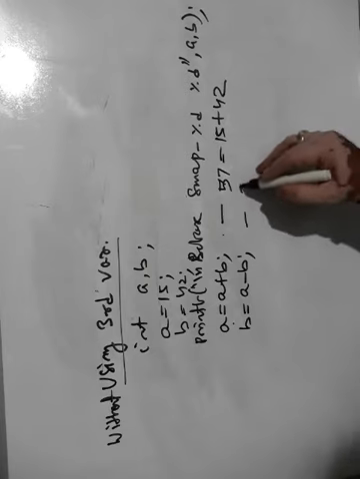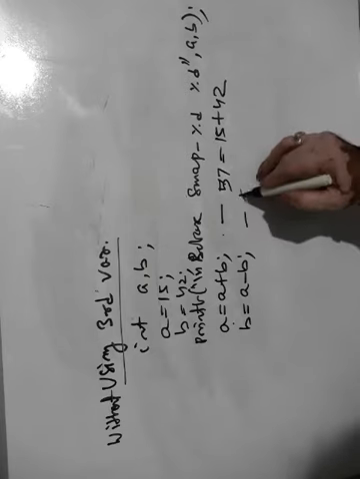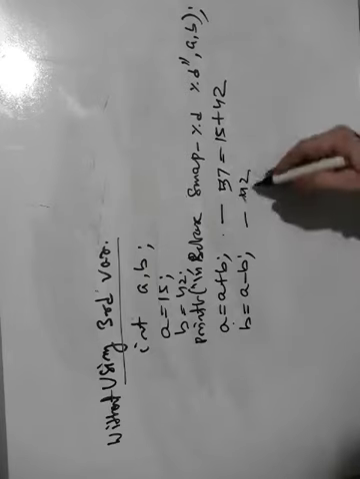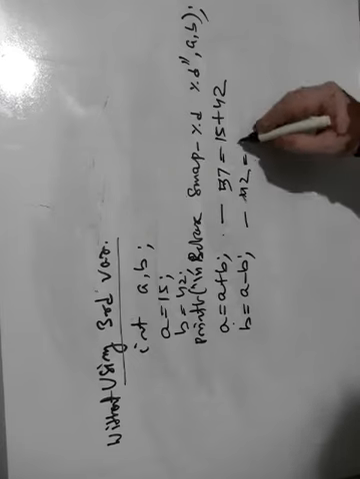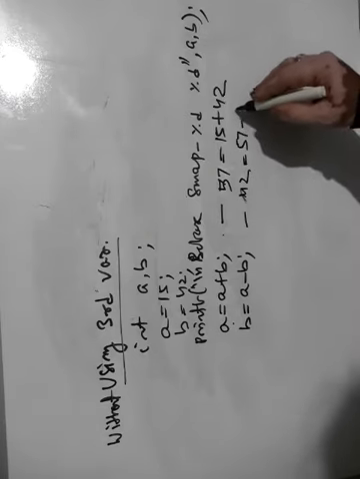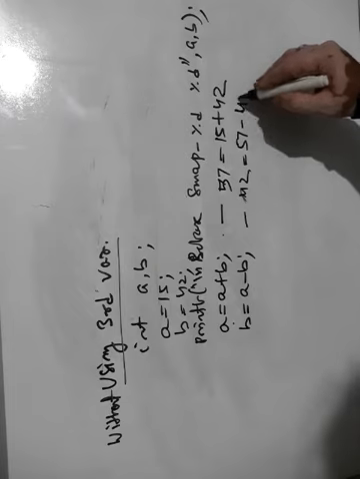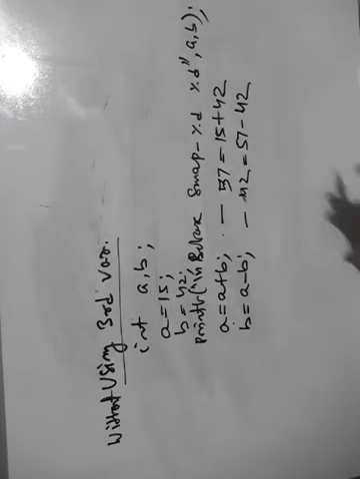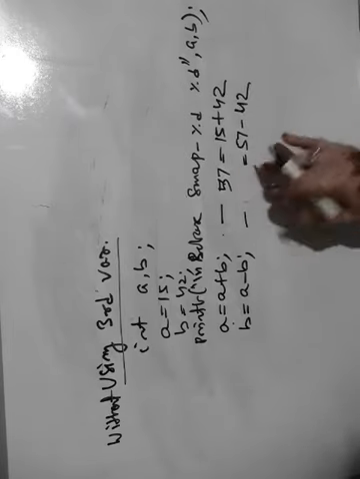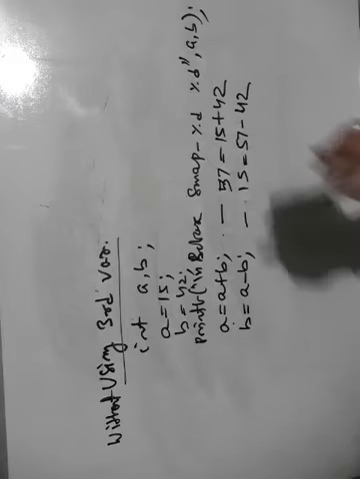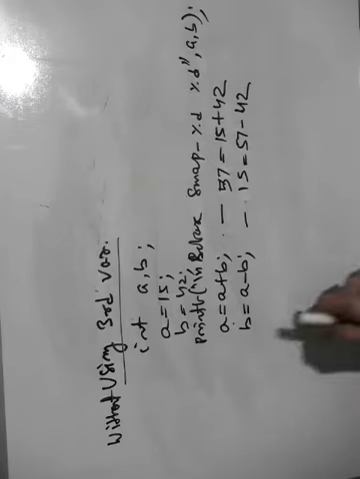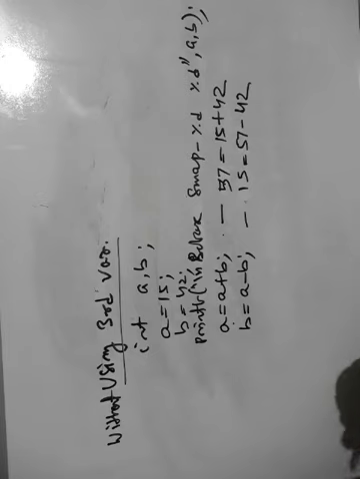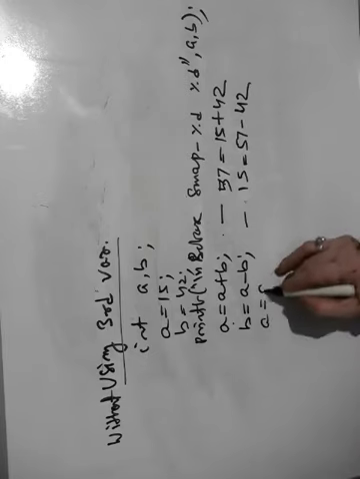Next line, b equal to a minus b. b is 42, so 42 equals a minus b. a means 57 minus how much? 42. So 57 minus 42. What will be the answer, students? It becomes 15. So who becomes 15? b becomes 15. Fine.